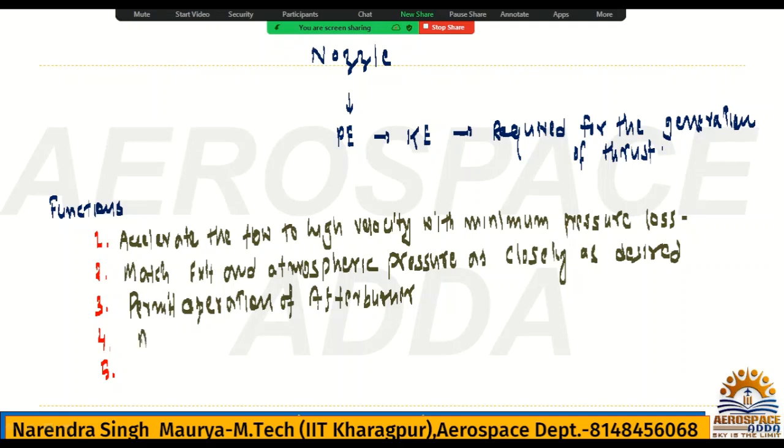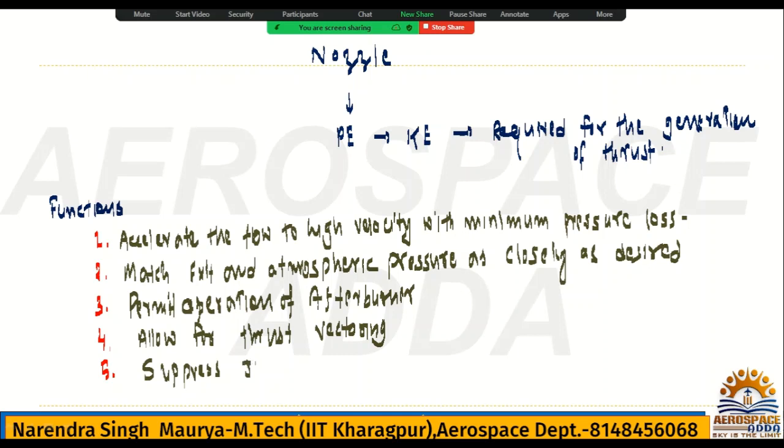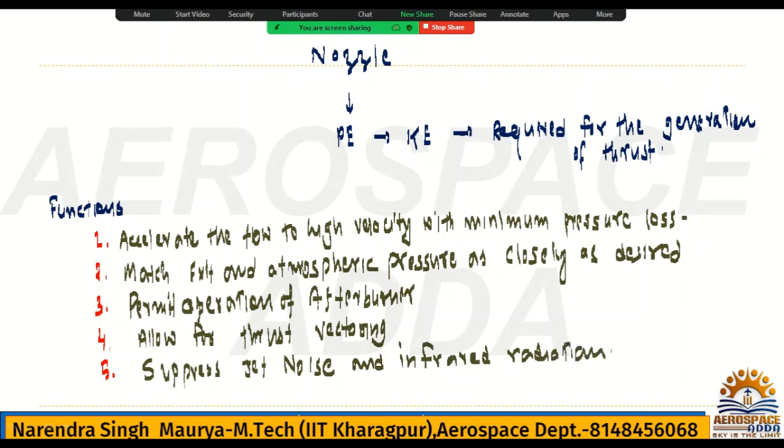Now, allow for thrust vectoring. Okay. The very important last ones: suppress jet noise and infrared radiation. So these are the few important points I have mentioned here under the functions of the nozzles. Okay. So these few points you need to remember.